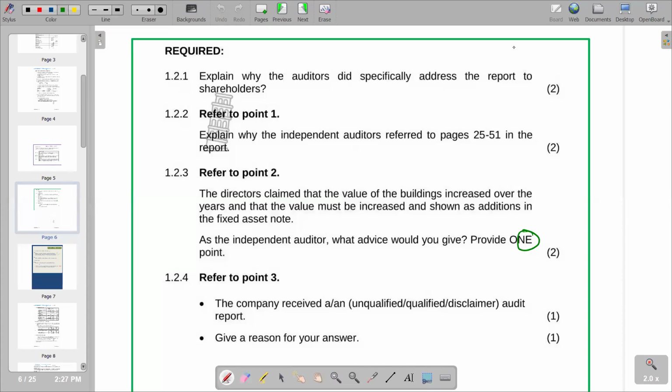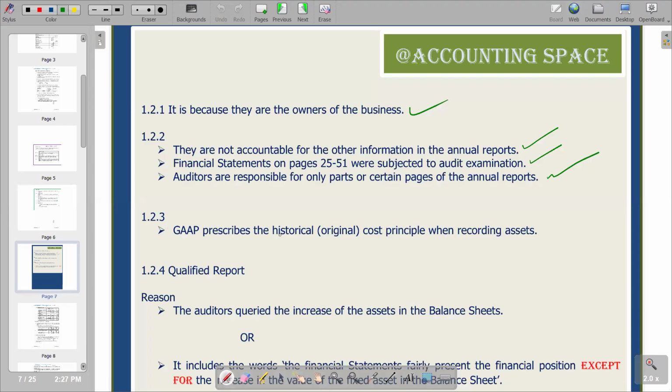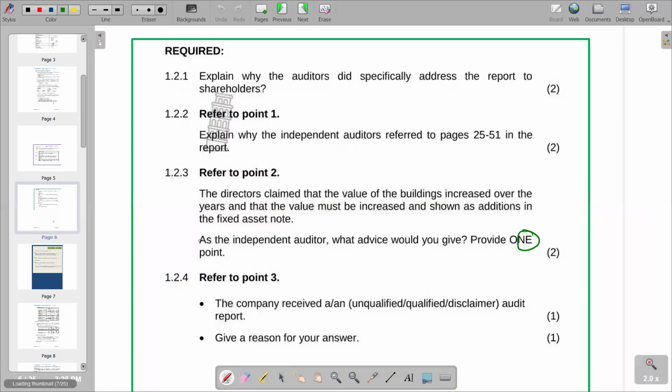So this is because the historical cost principle says that all assets should be recorded at their original cost or purchase price. We also have that reason as stated in the other section, whereby we are saying GAAP prescribes the historical original cost principle when recording assets. So basically, when recording our assets, we should record them at cost price. That is what our GAAP principle, which is the historical cost principle, sets. So it stipulates that, and at that point we are supposed to include our other section.